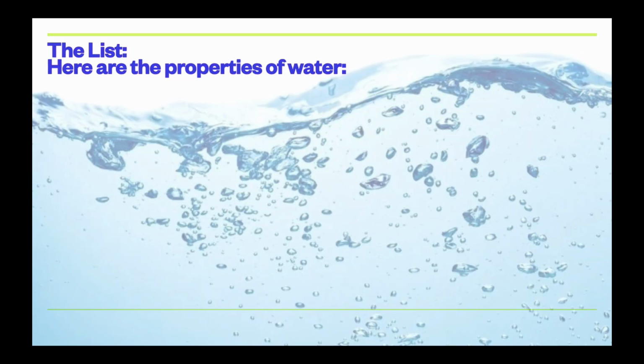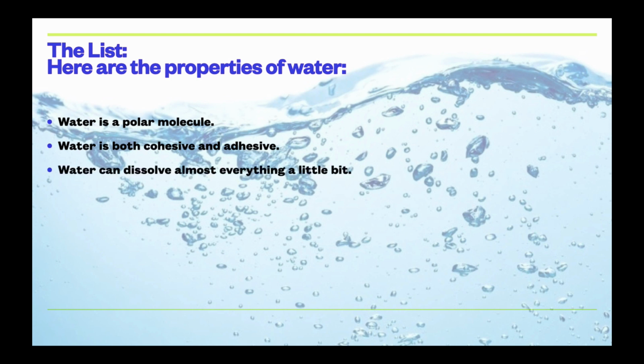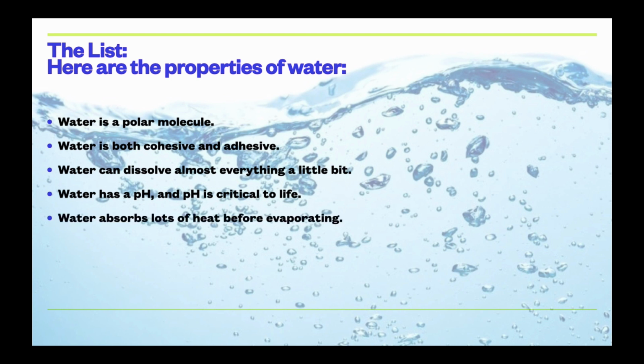Okay, so let's summarize this up. There are 6 or 7 properties of water that you guys need to know. Water is a polar molecule. Water is both cohesive and adhesive. Water can dissolve almost everything a little bit. Water has something called pH, and pH is really important to living things. Water absorbs lots of heat before it evaporates, and water releases lots of heat before it freezes. And finally, water floats. So how many is that? That is 1, 2, 3, 4, 5, 6, 7 properties of water.